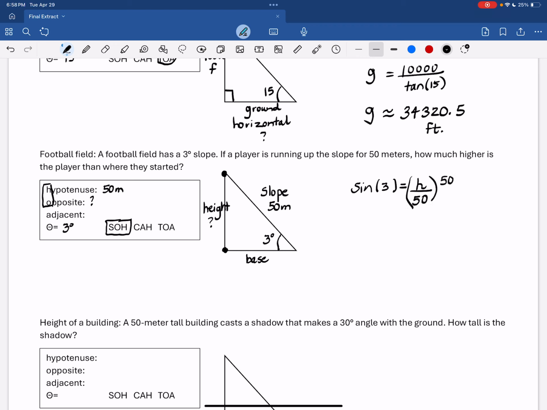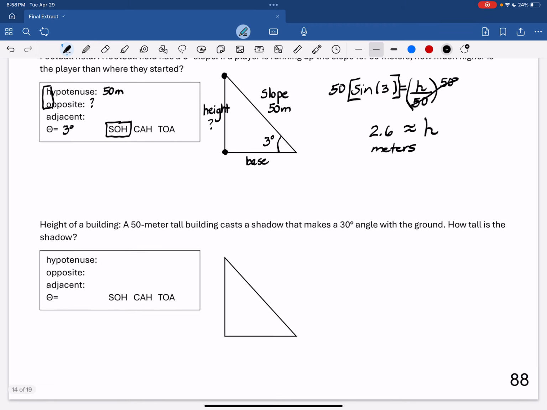And we're going to multiply both sides by 50. And so the height is going to be 50 times the sine of 3. And that's about 2.6 meters. Remember, we're talking about a human being running. So 2.6 meters is a pretty good answer. If it were 260 with a 3-degree angle, I would be leery. But this is reasonable for that question.